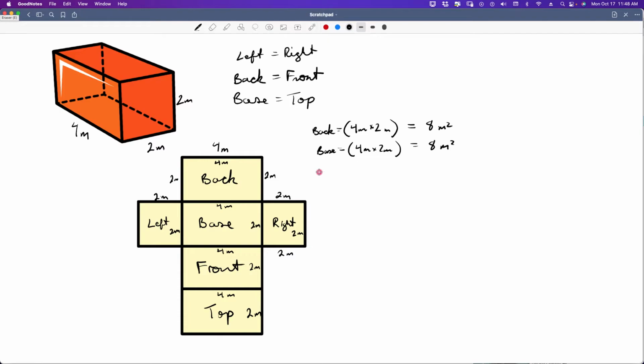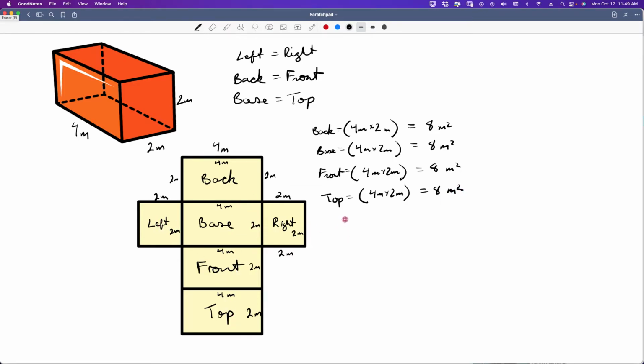Now let's do the front. The front is the same dimension, 4 meters times 2 meters. That equals 8 meters squared. Now I can do the top, and the top is 4 meters times 2 meters, and that equals 8 meters squared. All right, so we got the back, the base, the front, and the top.